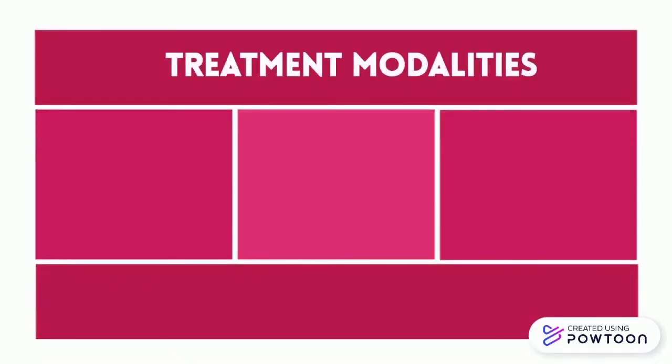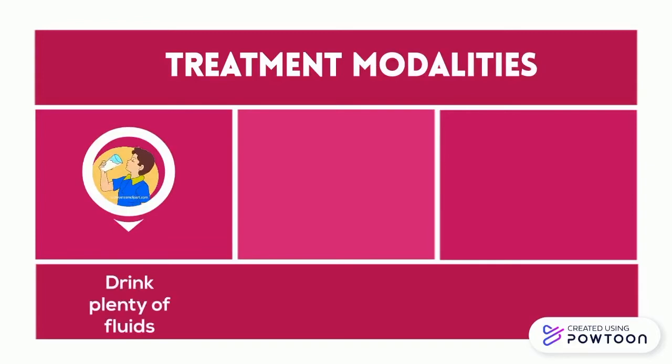Treatment modalities. There is no treatment for mumps. The disease must be allowed to run its course. Drink plenty of fluids, but avoid acidic drinks such as fruit juice, as this can irritate your parotid glands. Water is usually the best fluid to drink to relieve symptoms of mumps.